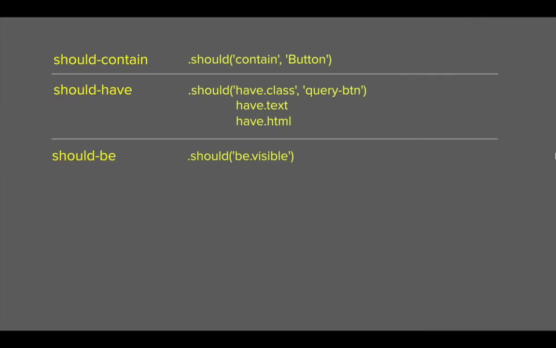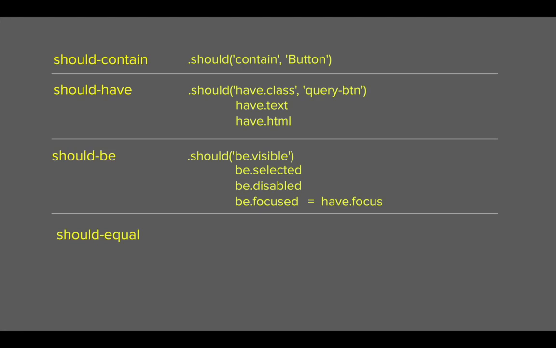So as I told you, you can use should with a lot of options: be visible, be selected, be disabled, be focused. Be focused is also equivalent to have.focus. So these are the same things. Let us see should equal. Now I can use some attribute of any element and then check it is equal to some particular value.